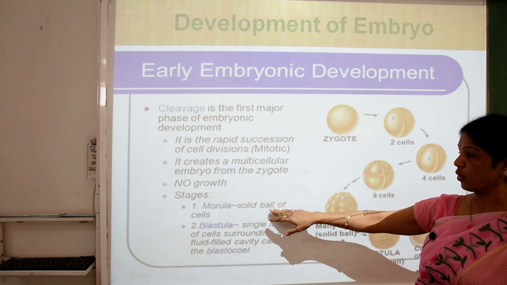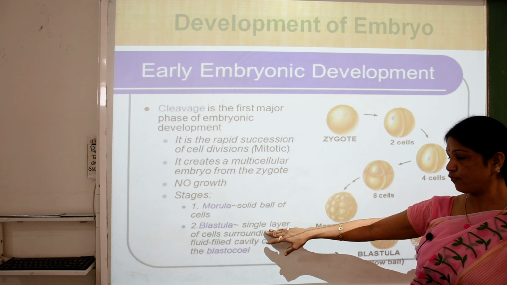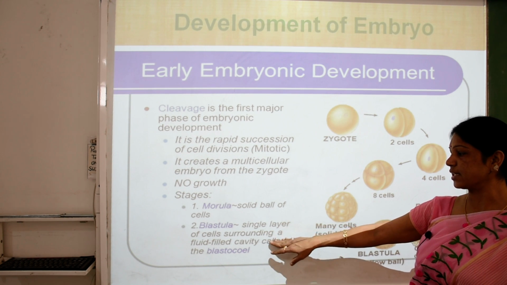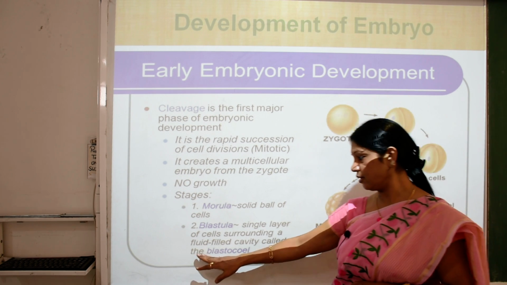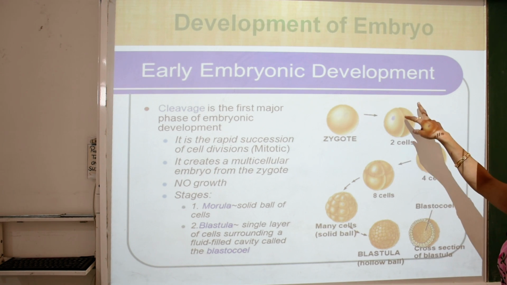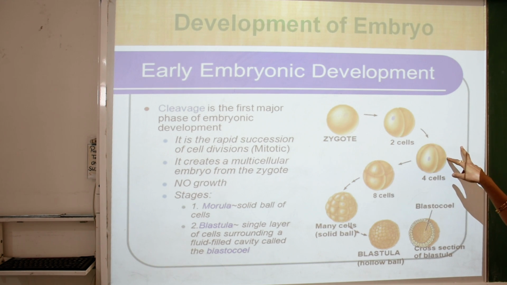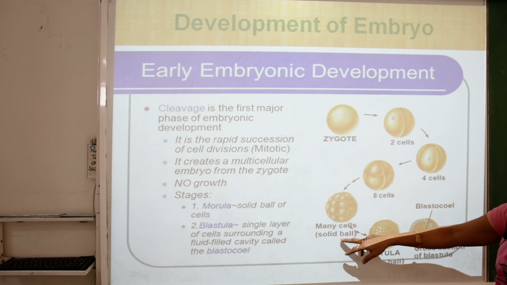It is the morula, a solid ball of cells. Blastula is also a phase, a single layer of cells surrounding a fluid-filled cavity called the blastocoel. The zygote is divided into two cells, after that 4 cells, after that 8 cells, after that many cells.